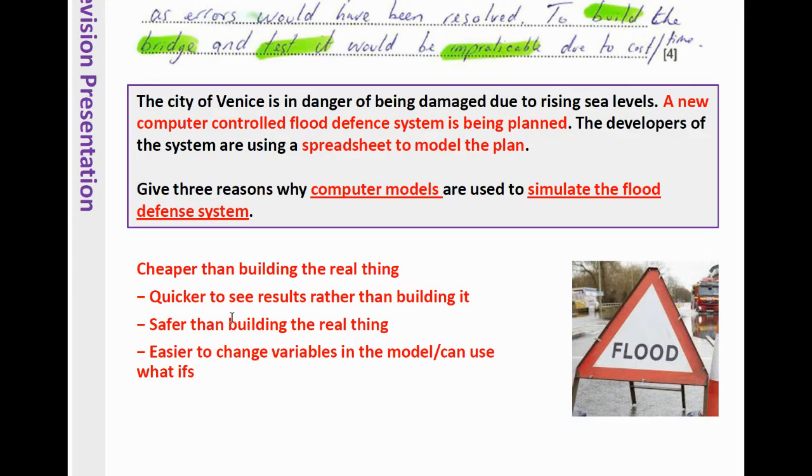So it's cheaper than building a real thing. It's quicker to see results rather than building it, and it's safer than building the real thing. And it's easier to change variables in the model, so using different what ifs.